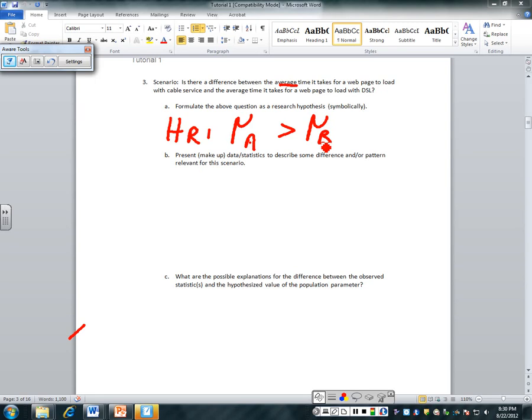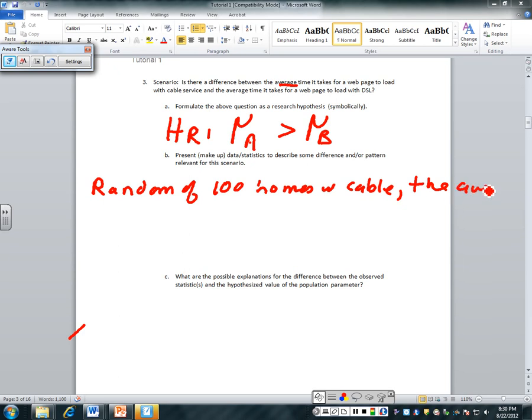Okay, so let's say we took a random sample of 100 homes with cable. The average time to load a web page is 2.9 seconds.